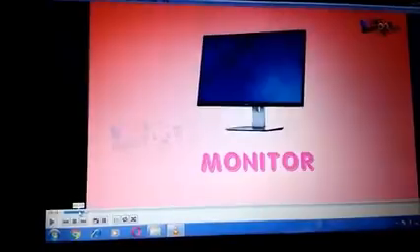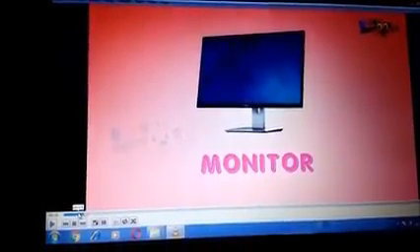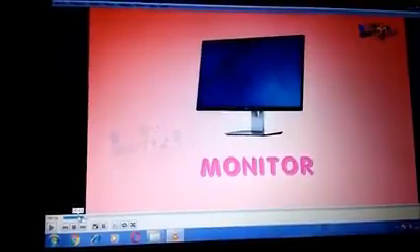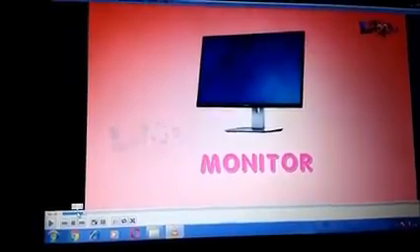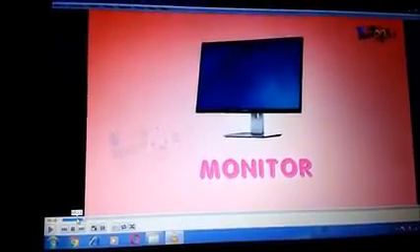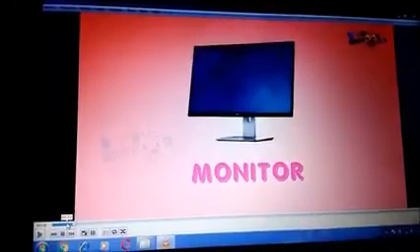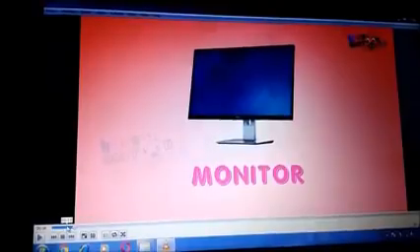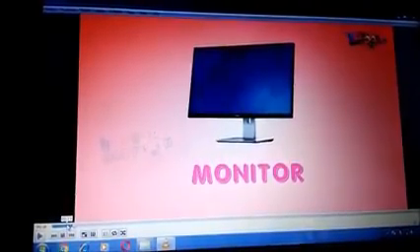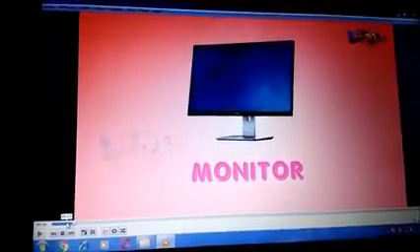So a monitor can be classified into different categories. Number one is CRT monitor, number two LCD monitor, and number three LED monitor. CRT stands for cathode ray tube. These are all older model monitors. The main disadvantages of CRT are they are heavyweight, need more space, have high power consumption, high radiation and low resolution support.